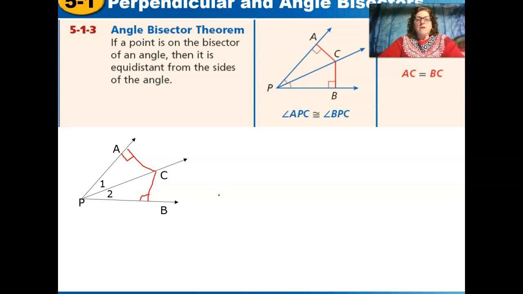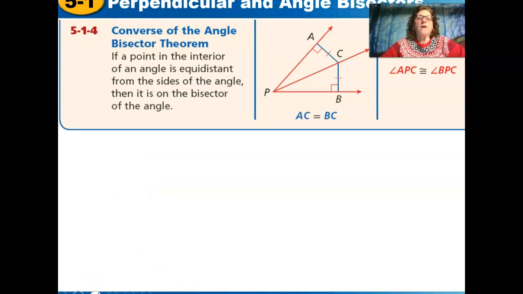So very quickly, if you know that you have a bisector, then angle 1 and angle 2 are going to be congruent to one another. And we can prove that these two triangles are congruent by AAS because PC is congruent to PC. If that's true, then we know that AC is congruent to CB, and therefore they are equal to one another. So again, that equidistant concept is going to come through here.